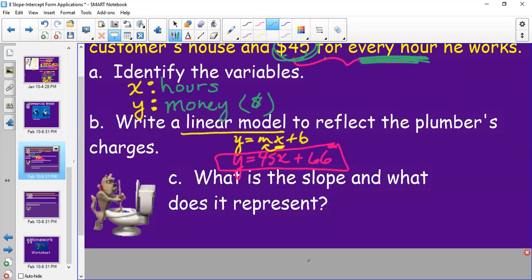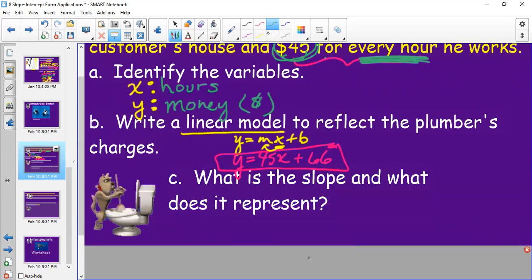All right, next question. What is the slope and what does it represent? Well, again, slope is our m. Our m here is 45. I'm going to make it a fraction so I can explain it. So 45 something per something.